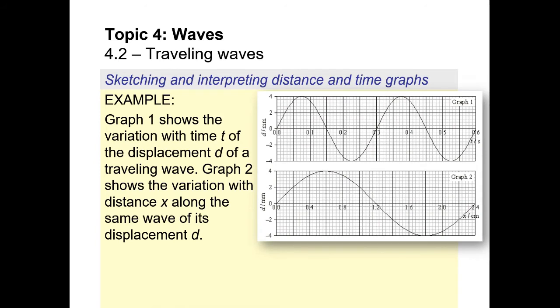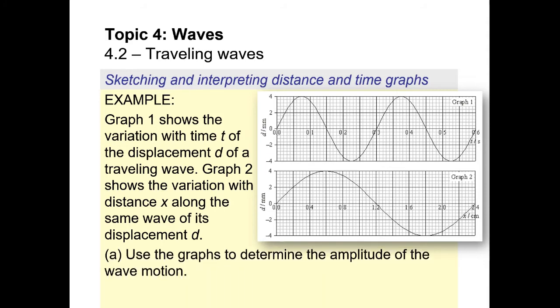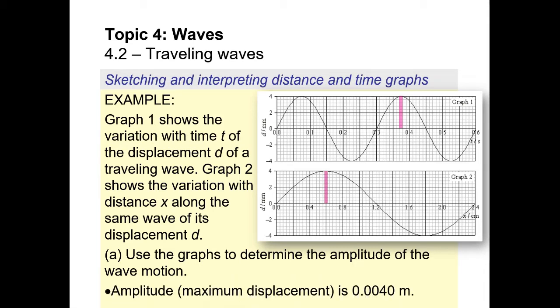Graph 1 shows the variation with the time t of the displacement d of the traveling wave. Graph 2 shows the variation with the distance x along the same wave of its displacement d. Use the graph to determine the amplitude of the wave motion. For amplitude, we can use any of the graphs. It is the maximum displacement from the equilibrium position, which is 4 millimeter. That is 0.004 meter.